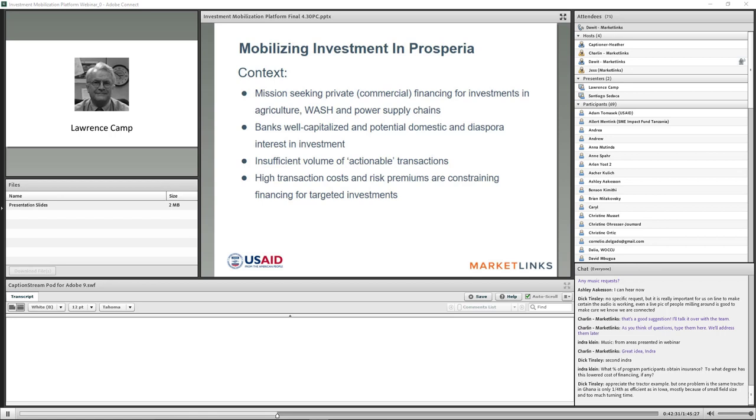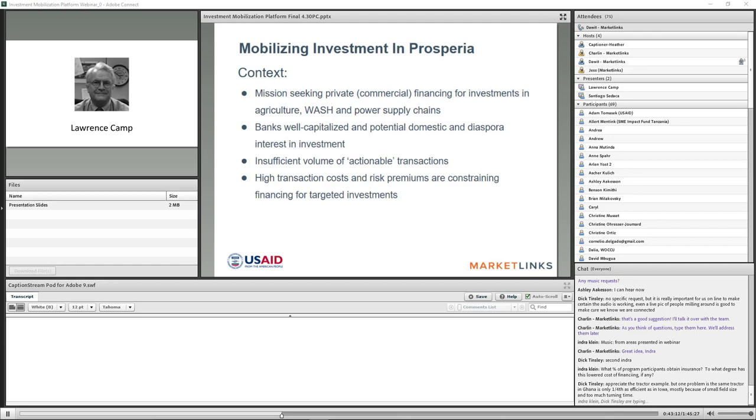Good news, there's a lot of money available out there. So liquidity, or the amount of capital present in Prosperia, is not a problem. The bad news, there are simply not enough actionable deals, loan requests or financing requests with the information needed to make a finance decision. And in general, the financing requests that are presented are simply not that attractive to the finance providers. Again, the problem is the high transaction costs and the risks associated with these transactions.